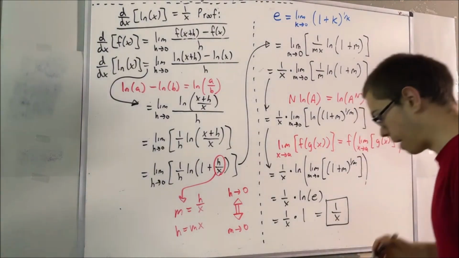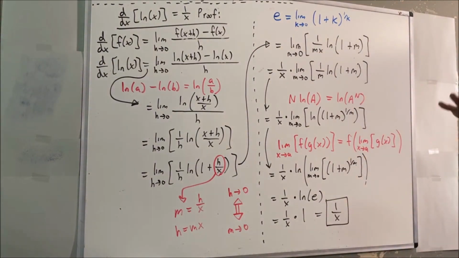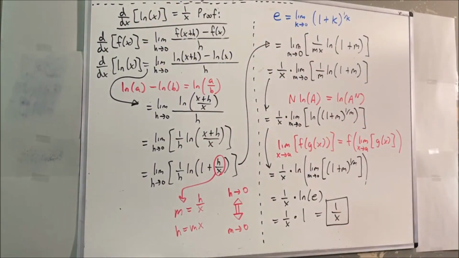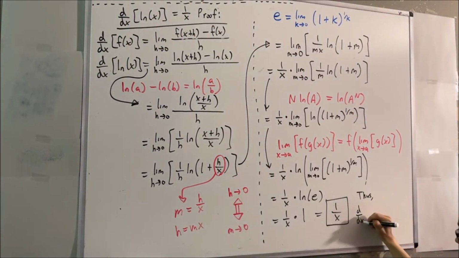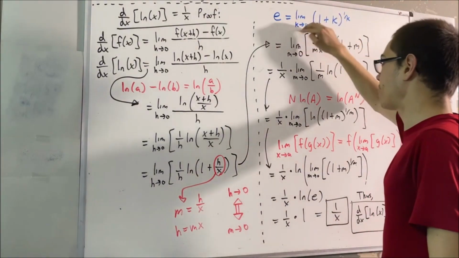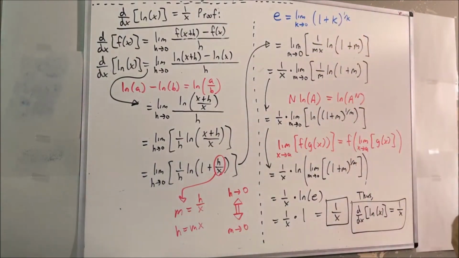And so that's pretty much the whole idea. We have shown that the derivative of the natural log of x is 1 over x. And so that's pretty much the whole idea of where that comes from. Again, under the assumption that e is in fact equal to this limit. Right, and so this is pretty much it for this video.